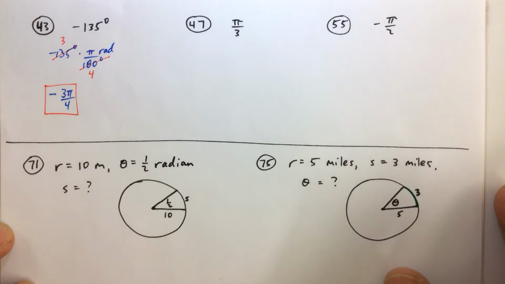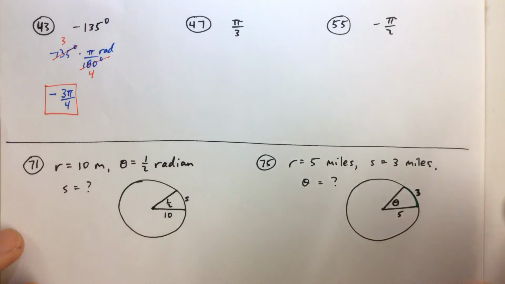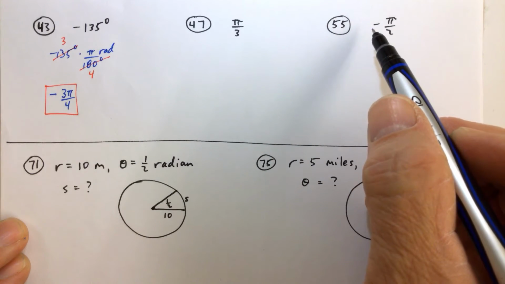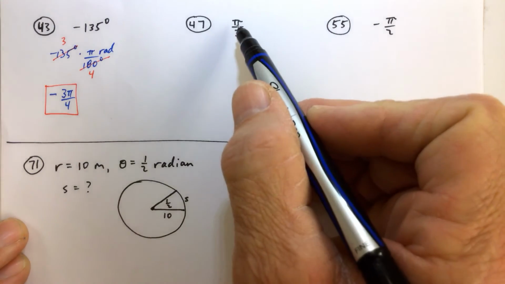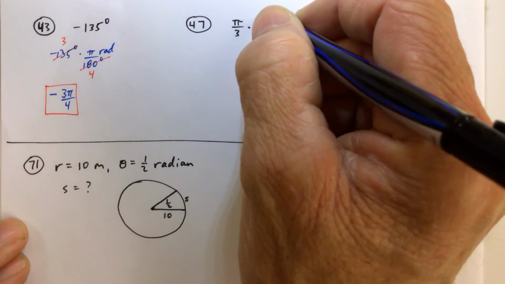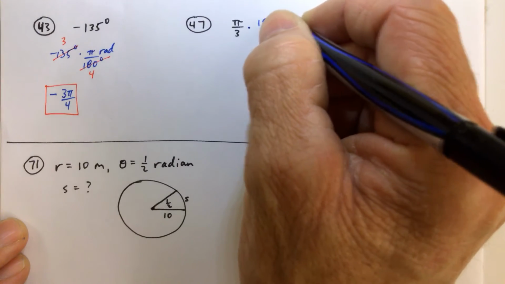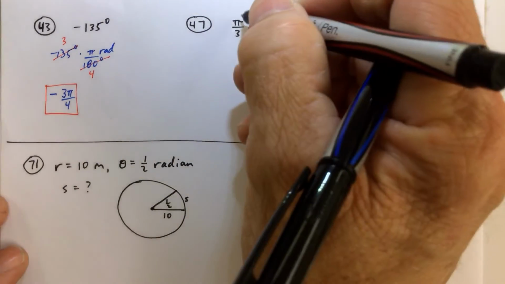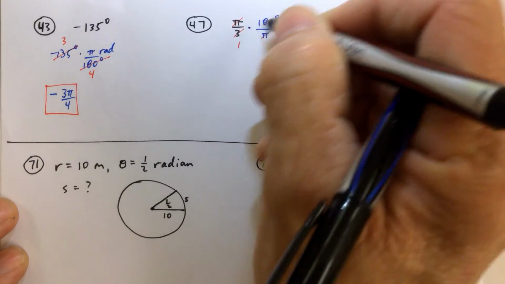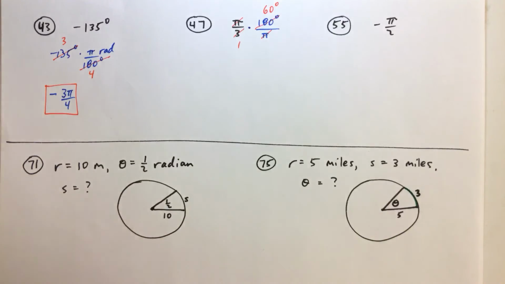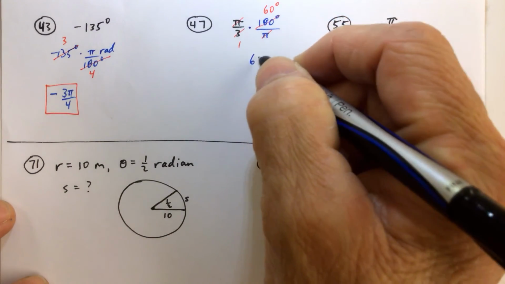Now, we're going to take the other two, 47 and 55, which are already in radians, and we're going to convert these to degrees. So pi over 3, when you get really proficient at your unit circle, you'll know already that pi over 3 is 60 degrees. But to get there, if you don't remember that, then you would just multiply by 180 degrees over pi radians. Now, as you notice, the pi's cancel. 3 goes into 180 60 times, and we have degrees there, so we have 60 degrees.